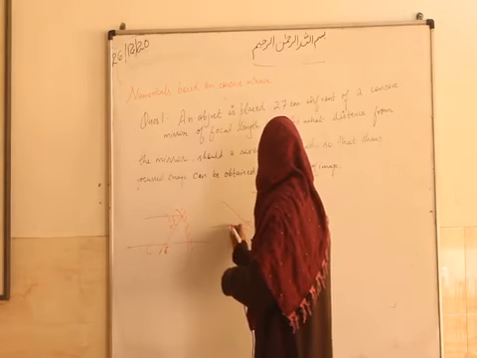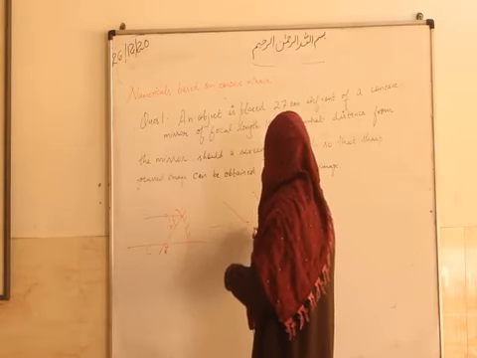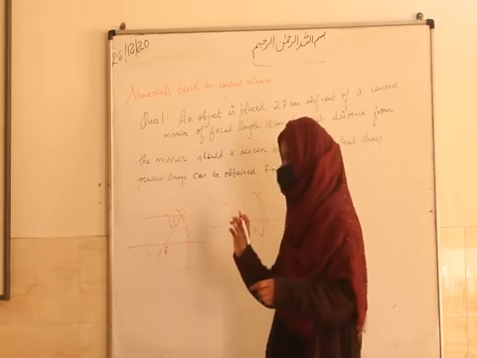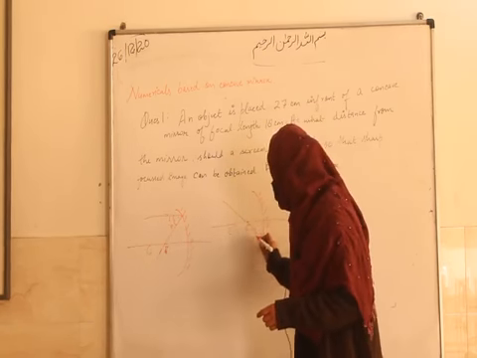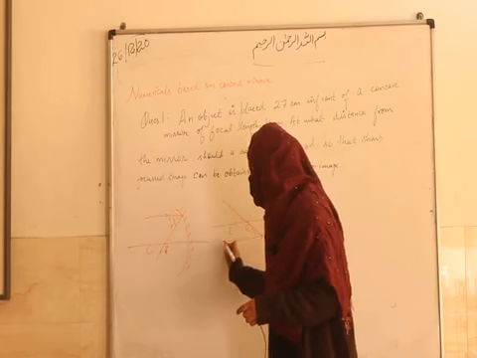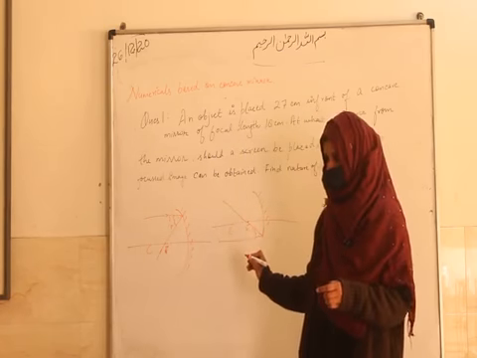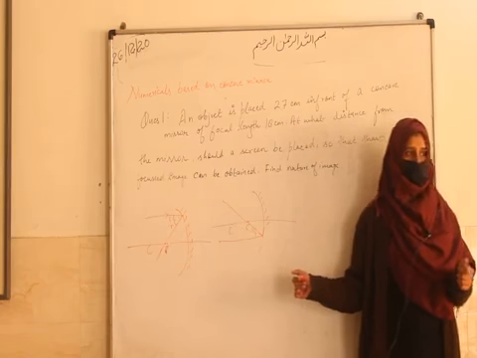So this is your normal. Now you will see that angle I is this much, so angle R is also supposed to be this much, and the reason is that this is reflected parallelly.